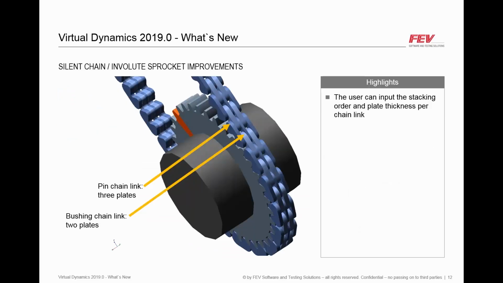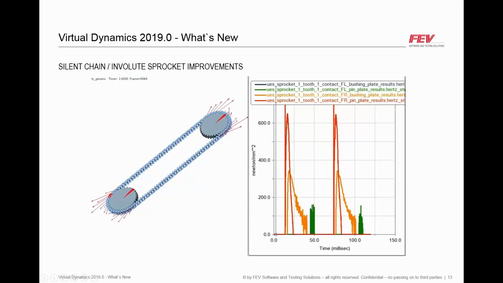User can also input the settings in the stacking order, the plate thickness per chain link. So different plate thicknesses can be defined for different plates. This is just an animation to show the forces, which are the arrows on the animation between sprocket and the chain links. And you can see also the amplitude of the forces and the Hertzian contact pressure on the plot on the right-hand side of the slide.